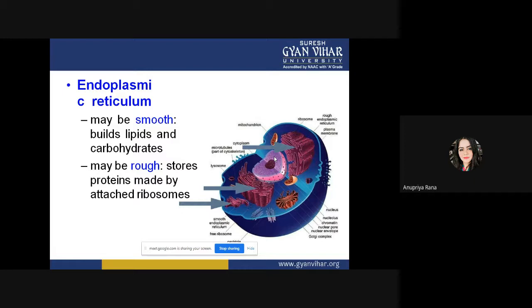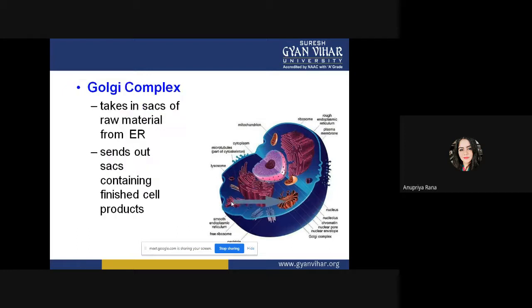So basically, they build lipids and carbohydrates. Whatever endoplasmic reticulum functions for the building of lipid and carbohydrate, they also give a particular shape to the cell, because they are present at both ends of the nucleus. You can see in the diagram. Okay, so as an ear is present here, they give a proper shape to the cell. That's why they are very important.